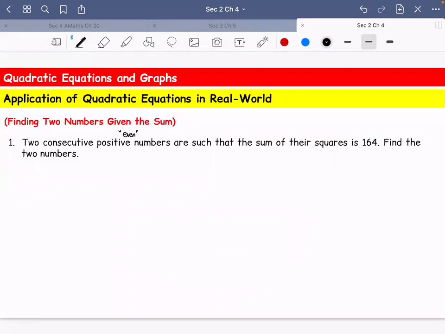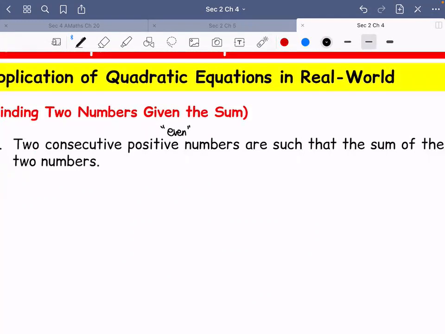Two consecutive positive even numbers are such that the sum of their squares is 164. Find the two numbers. You can use any letter that you want. For me, I'll just use letter X. So let X be my first even number, and then X plus 2 is my second even number.